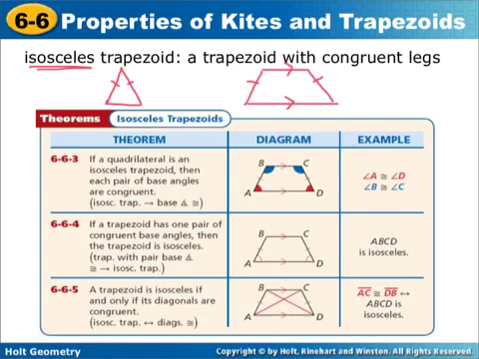And then this next one is an interesting one. A trapezoid is isosceles if and only if its diagonals are congruent. So remember, diagonals are those lines that you draw across the shape, across the quadrilateral. In an isosceles trapezoid, the diagonals are congruent. So the distance from B to D is the same as the distance from A to C. Can you think about where else you've seen a figure with congruent diagonals?